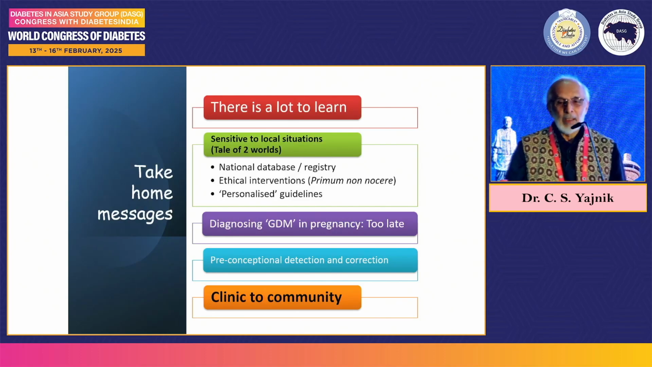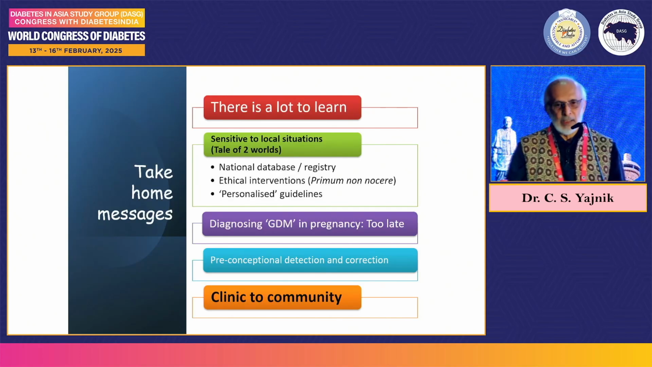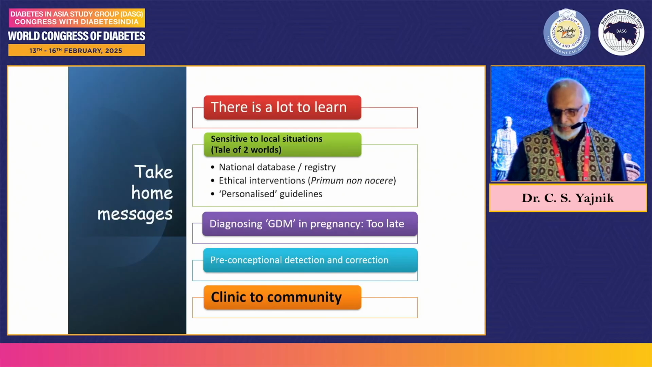We need ethical intervention. We completely forget about other things once the woman is diagnosed as diabetic. We need personalized guidelines. Diagnosing GDM in pregnancy, even if the new model of early is used, is too late. Preconceptional detection and correction of risk factors should be the priority. And this means that doctors will be disappointed, but public health people will be happy. We need to move from clinic to the community.